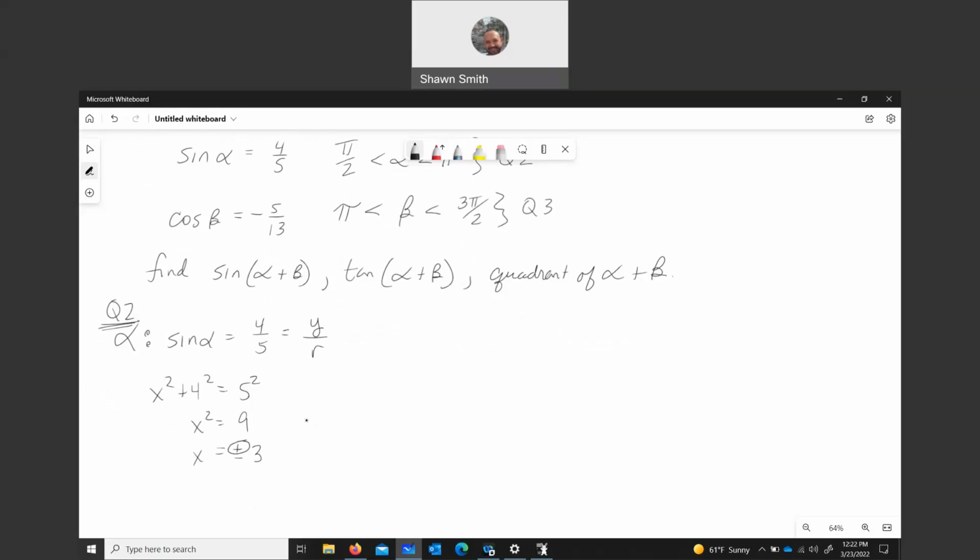So now we can say we've got the cosine of alpha, which we know is x over r. So that's -3/5. Tangent of alpha, it's y over x. Y was 4, x was -3, so -4/3.